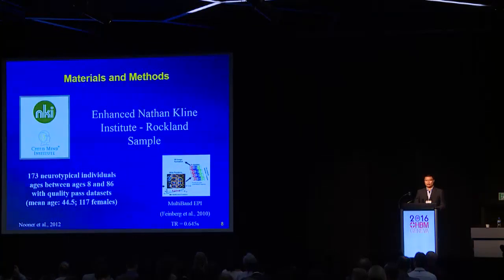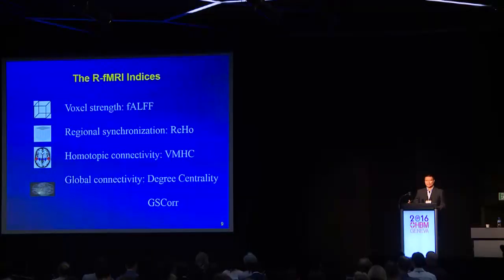To answer these questions, we use the Enhanced Nathan Kline Institute Rockland sample. That sample has a multiband sequence, so the TR is 645 milliseconds, a pretty short TR, which is good for temporal dynamic analysis. We use 173 neurotypical individuals aged between 8 and 6, a lifespan sample. We examined 5 alpha indices: voxel strength is ALFF, regional synchronization is ReHo, homotopic connectivity is VMHC, and global connectivity is degree centrality and the global signal correlation.